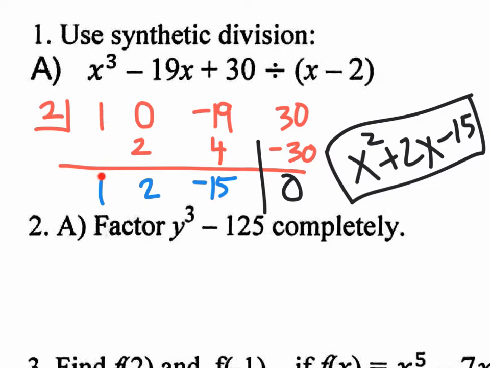So as you go down, you add. 1 plus nothing is 1. 2 times 1 is 2. 0 plus 2 is 2. 2 times 2 is 4. Negative 19 plus 4 is negative 15. 2 times negative 15 is negative 30. And negative 30 plus 30 is 0.